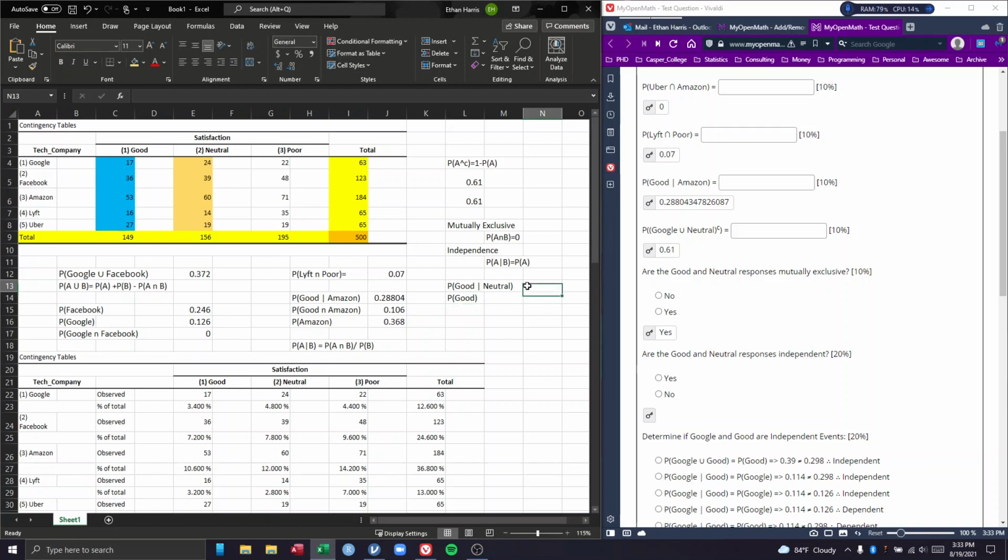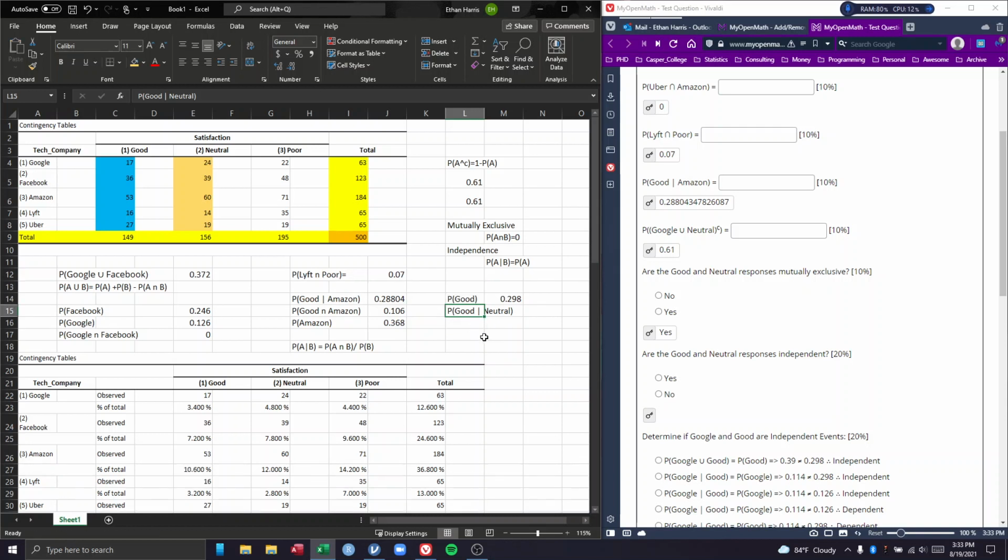Okay, so in doing these, let's look at this. First of all, let's do the easy one. What's the probability of good? We can go down and look at 149 divided by 500. All of the goods divided by the total. So 149 divided by 500, and we get 0.298. So if good given neutral is in fact the same as the probability of good, then we know that we have independent events. Let's check this though.